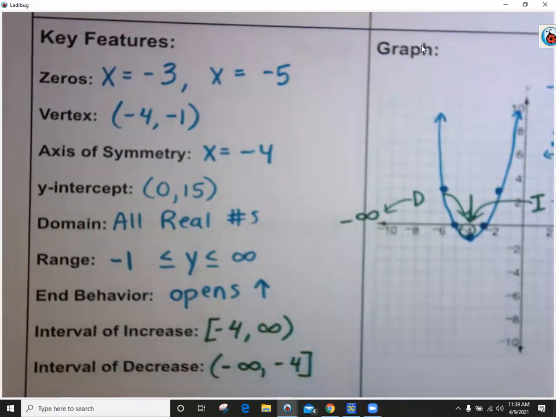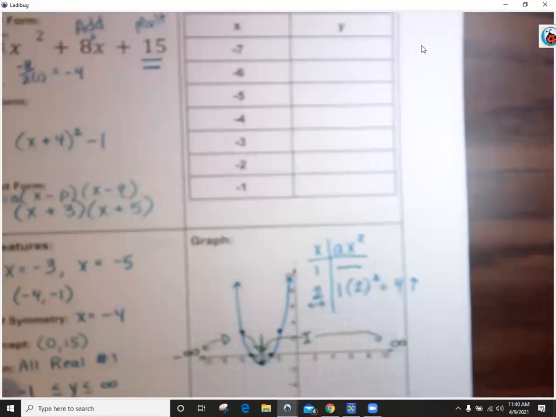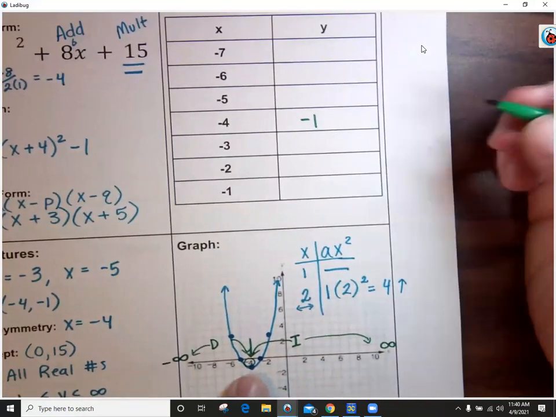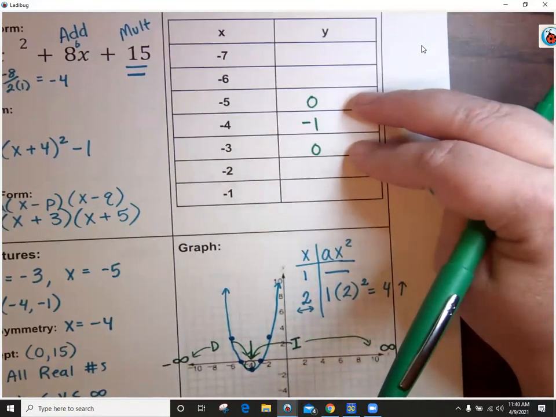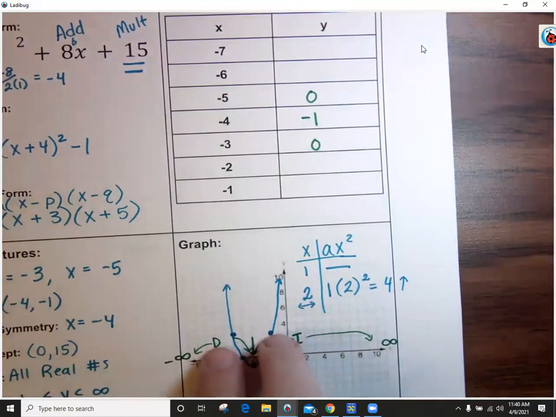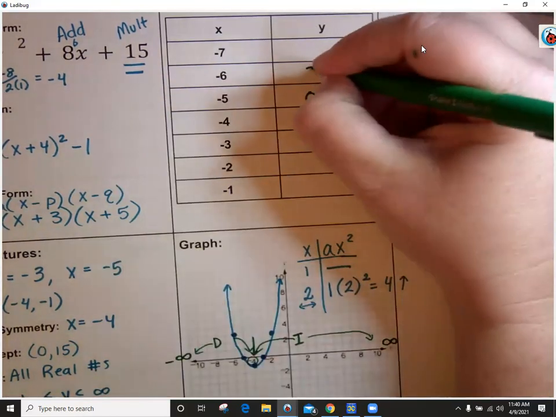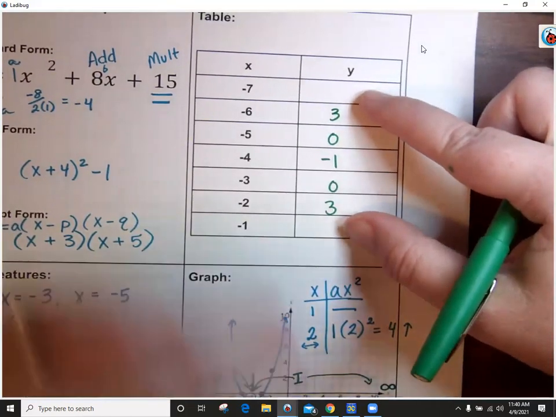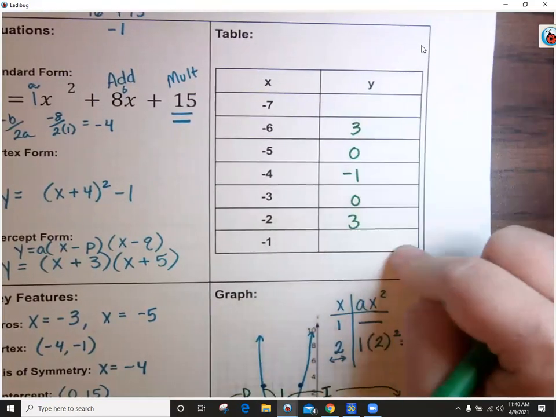All right, and then again, most of the points in the table we can see on our graph. The point -4, -1 was our vertex. Then -5 and -3 were our x-intercepts, so they have a y value of 0. Then we used our move chart to get these points. So that's -2, 3, and -6, 3. So again, there's only one y value that we don't know because these have to have the same y value. So if we calculate one of these, we would know both of them.